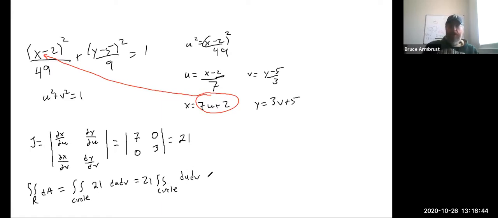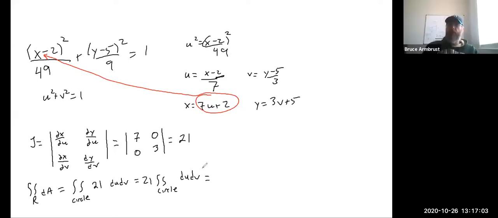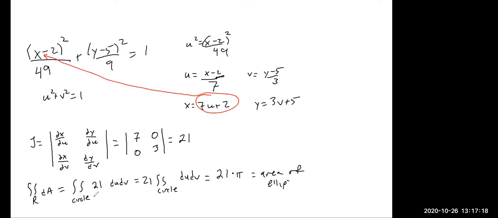Well, I'm not going to bother doing the integral because I know what I'm going to get here since integrating 1 is just the area. And so what's the area of the circle in the UV plane? Wouldn't it just be pi? It would just be pi because it's a unit circle, and the unit circle has a radius of 1. So there's the area of that ellipse. I always wondered how you found the area of an ellipse, and this is how you do it.